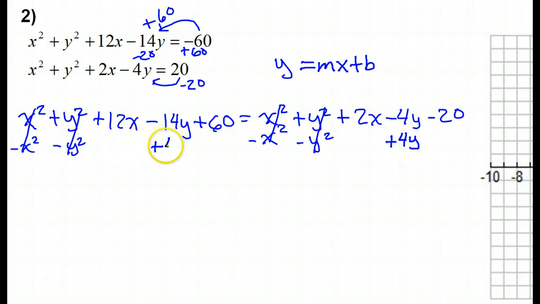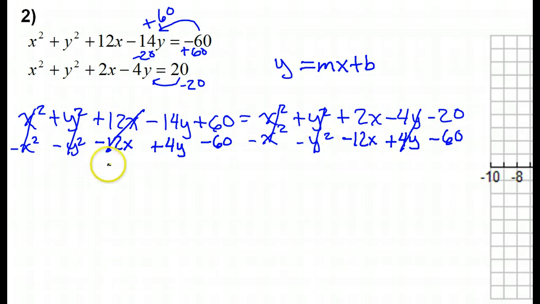plus 4y plus 4y. Okay, that's going to move the y's over, so these are gone. But I want the x's on the right, so I'm going to subtract 12x from both sides, minus 12x minus 12x. Okay, so these are gone. And I want the constant on the right, so I'm going to subtract the one on the left, minus 60 minus 60. Alright, maybe I'm doing too much at once and I should have done one step at a time.